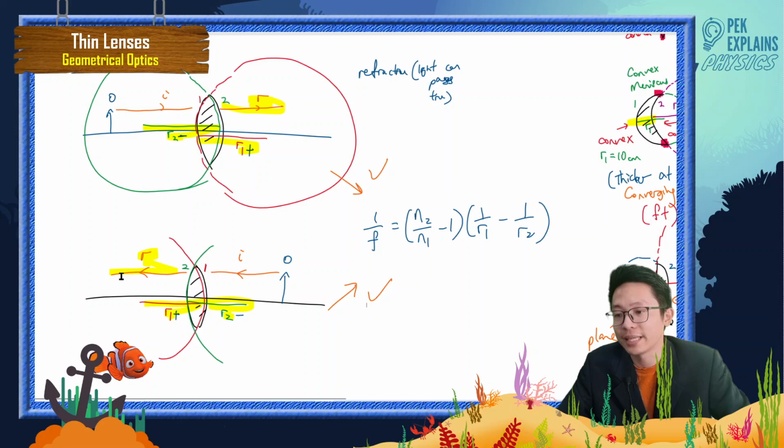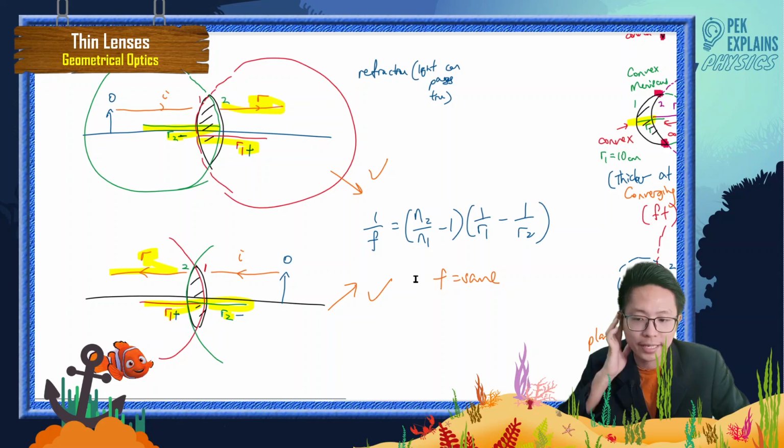Let's say it is the same lens, you surely get the same answer. You get the same focal length for both. If you don't believe me, you can use both methods to calculate the focal length. You surely get the same focal length for both. It's just that R1 and R2 switch, and then the signs also switch. You see that? R1 and R2, the signs switch, they just switch places. You surely still get the same focal length.